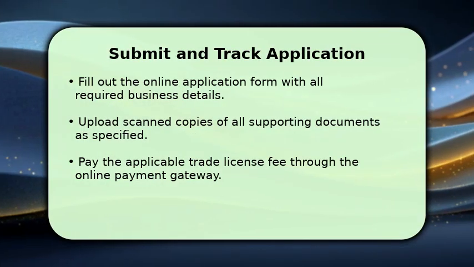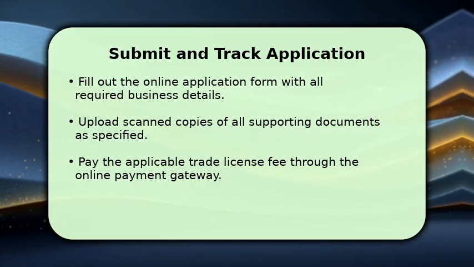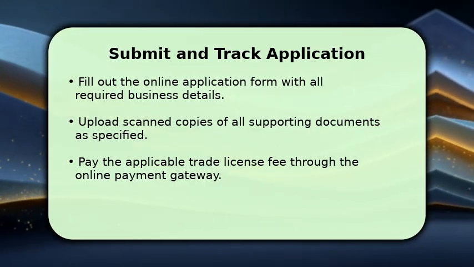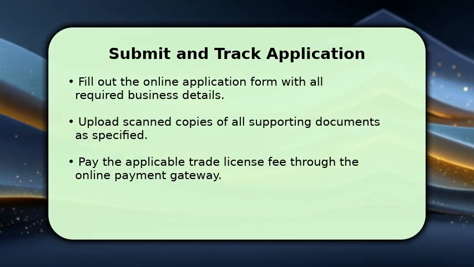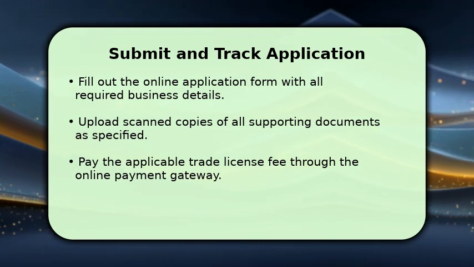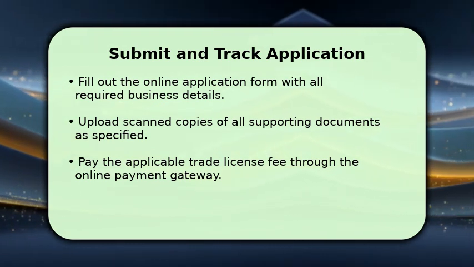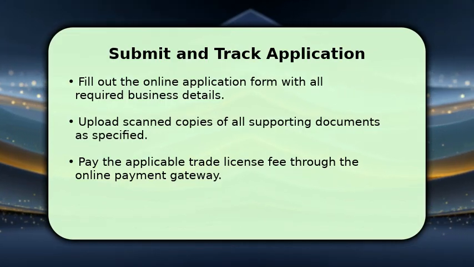Once your documents are ready, proceed to fill out the online application form accurately with all your business information. Carefully upload scanned copies of all the required supporting documents. After completing the form and uploads, you will be prompted to pay the applicable trade license fee through the secure online payment gateway. Remember to keep your application reference number.